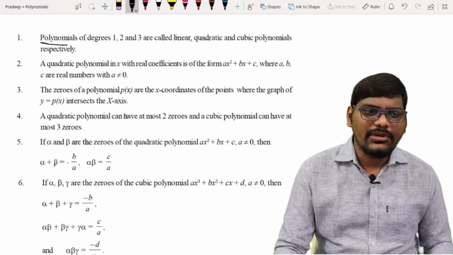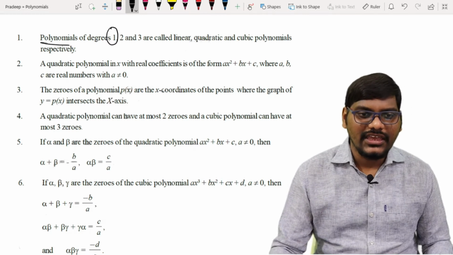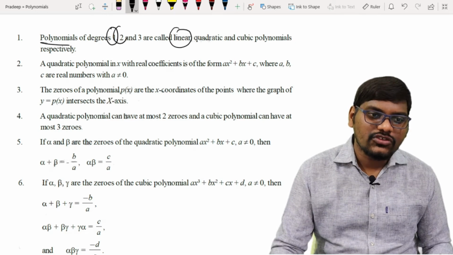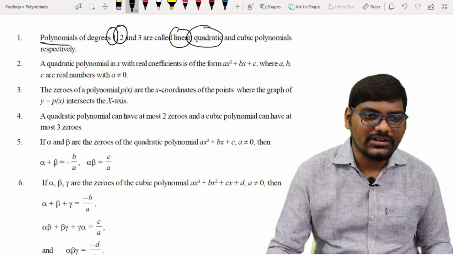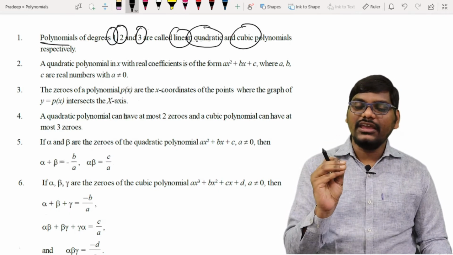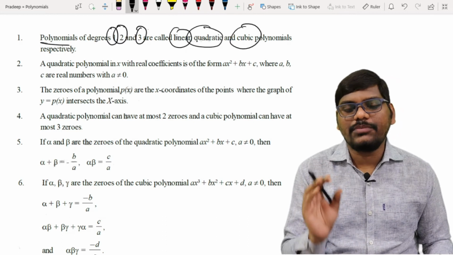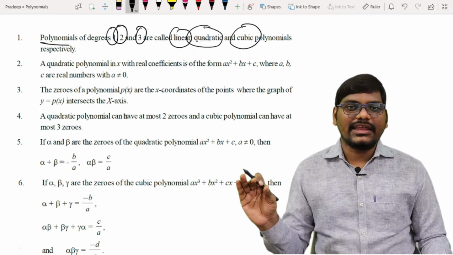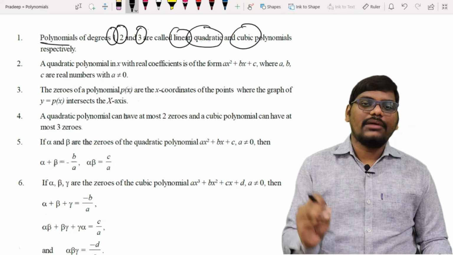Here, a polynomial with power 1 is definitely a linear polynomial. If it has power 2, that is a quadratic polynomial. If the equation has power 3, that is a cubic polynomial. Either power 1, power 2, power 3, or even a power more than 3, all these expressions or equations can be called a polynomial expression or polynomial equation.